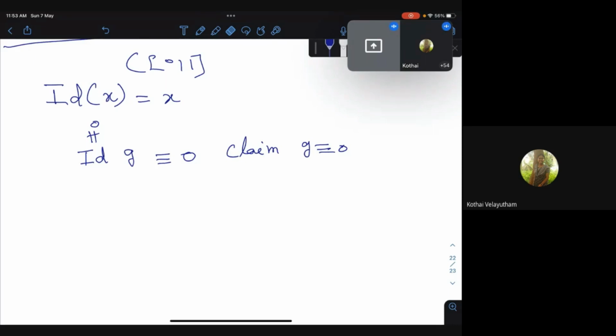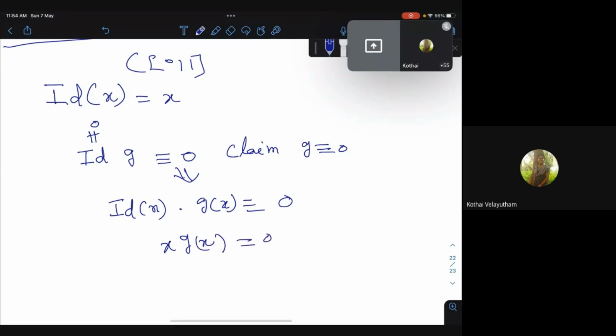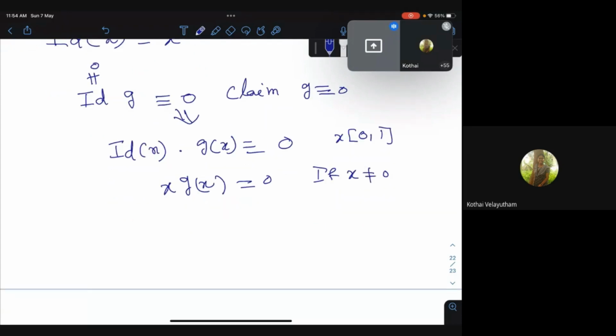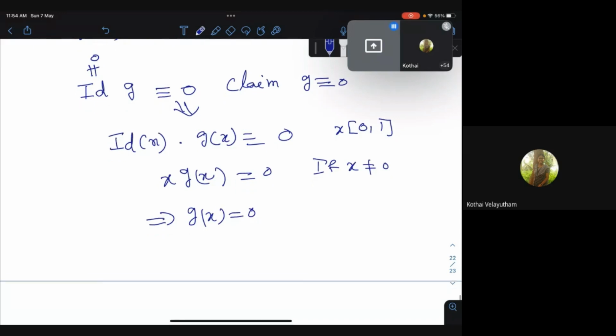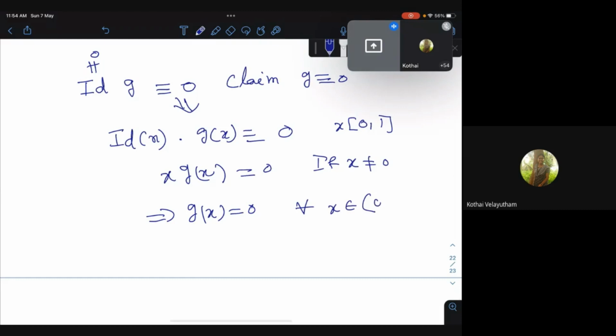Yes, sir. Now how do I prove it? When I put id of x times g of x, by definition I'm getting identically 0 for any such g. That's the definition. But this is like x times g of x. If x is not 0, where is x coming from? From the closed interval 0 to 1. If you take x not equal to 0, that implies g of x is 0, no? When x is a real number, g of x is 0, correct? For every x belonging to the open-closed interval (0, 1], correct?